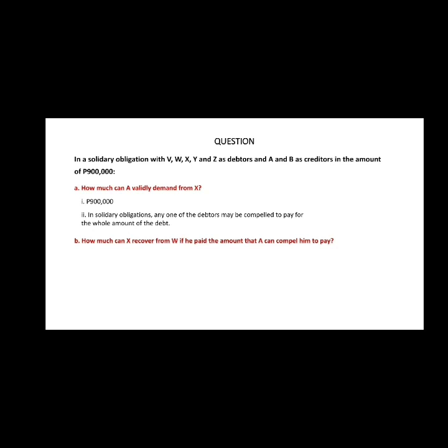Next. In a solidary obligation naman, with V, W, X, Y, and Z as debtors and A and B as creditors in the amount of 900,000 pesos, how much can A validly demand from X? The correct answer is 900,000 pesos. Why? So how did we come up with 900,000 pesos? In a solidary obligation, any one of the debtors may be compelled to pay for the whole amount of the debt. So how much can X recover from W if he paid the amount that A can compel him to pay? The correct answer is 180,000 pesos.